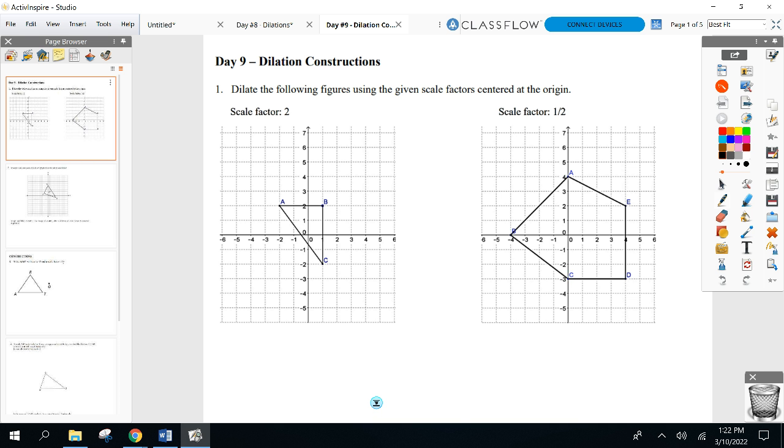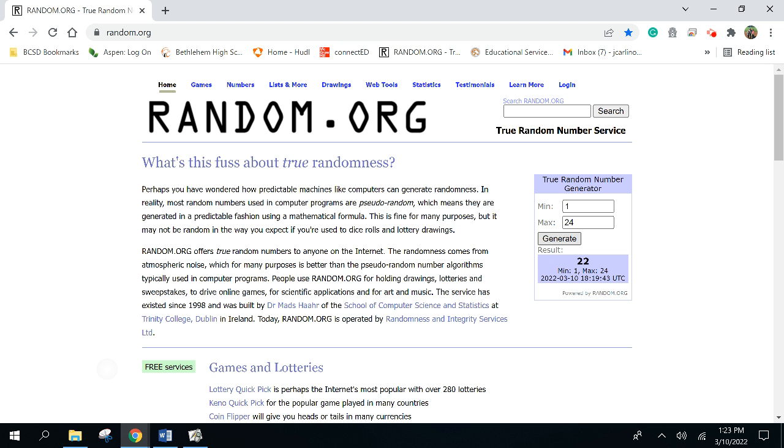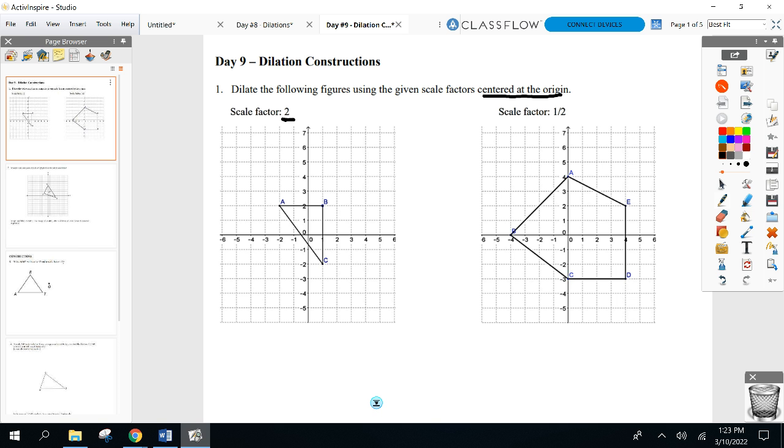All right, so first one here. Instead of dilating a line, I want you to dilate triangle ABC by a scale factor of 2. I should have also mentioned it's centered at the origin. So our center is the origin right here. Are points A, B, and C going to get further away or closer to the origin if my scale factor is 2? Further away. Yep. That will result in a bigger triangle when we're done.